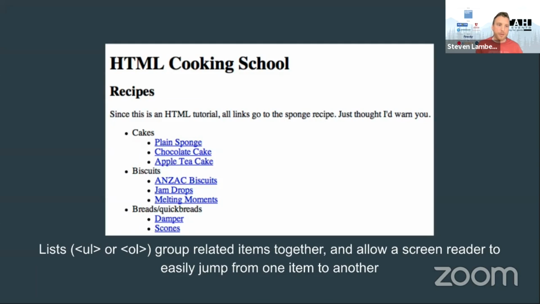In this example where we have a recipe, instead of the screen reader having to read it all in content order, like cakes, plain sponge, chocolate cake, apple tea cake, before getting to the biscuits section, the screen reader could just read cakes, biscuits, and breads or quick breads first. And then if the user wanted more info, they could go into that sub list and hear all the different types of cakes.